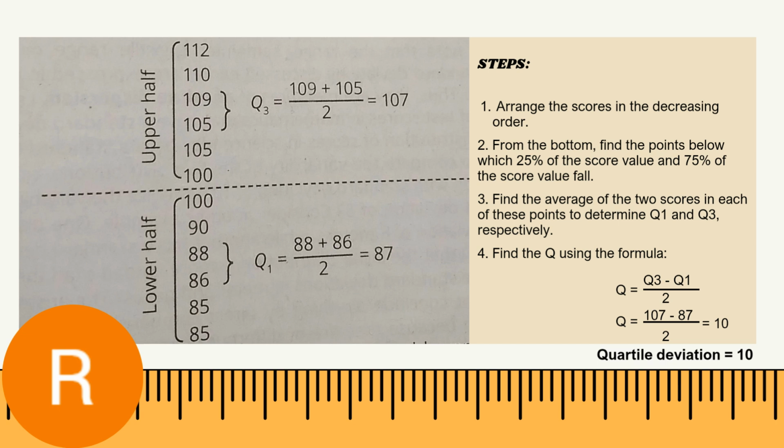So to find the quartile deviation, we need to follow the formula. Quartile deviation is equal to quartile 3 minus quartile 1, divided by 2. So quartile deviation is equal to 107 from the result of quartile 3, minus 87 from the result of quartile 1, divided by 2, which is equal to 10. So quartile deviation or semi-quartile range is equal to 10.